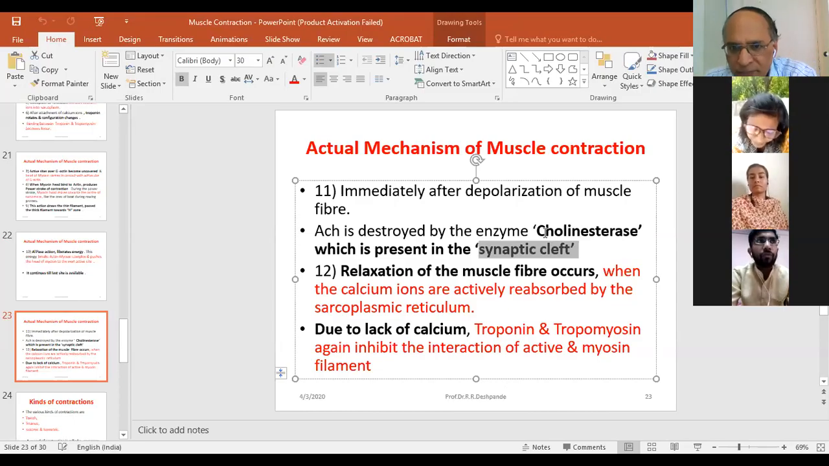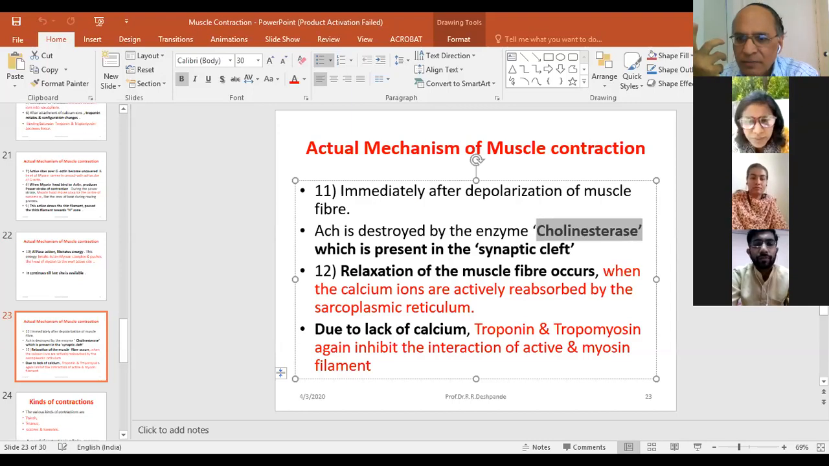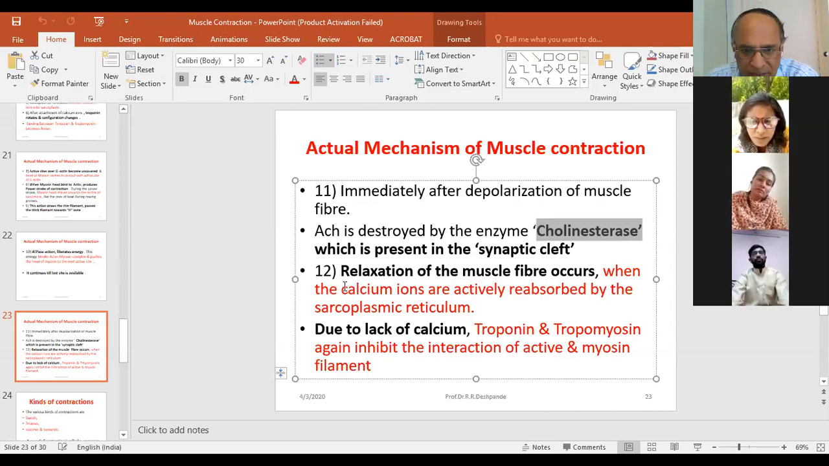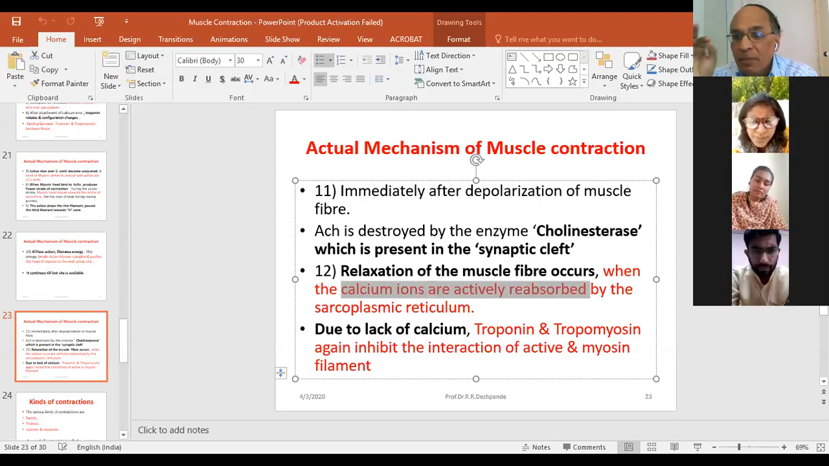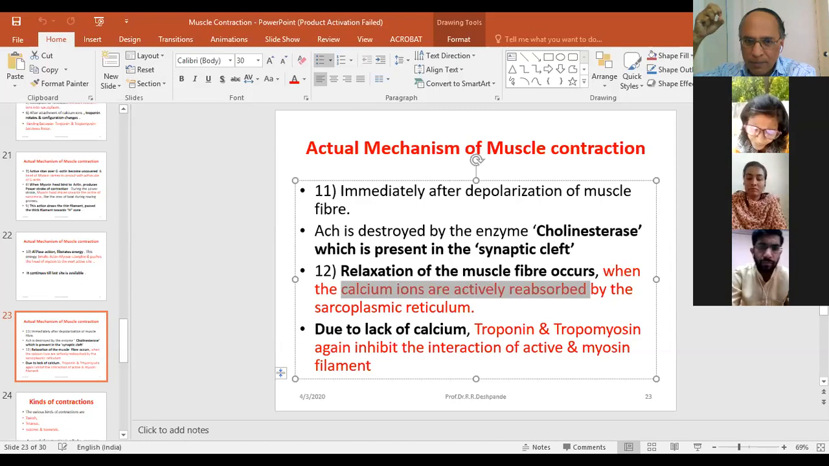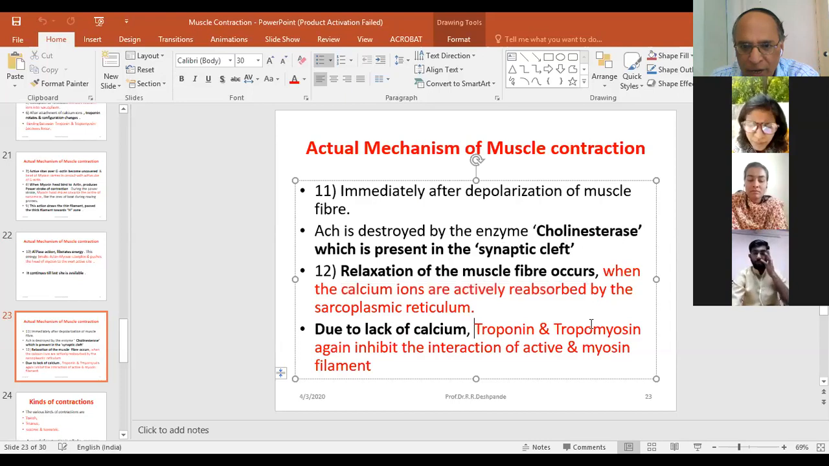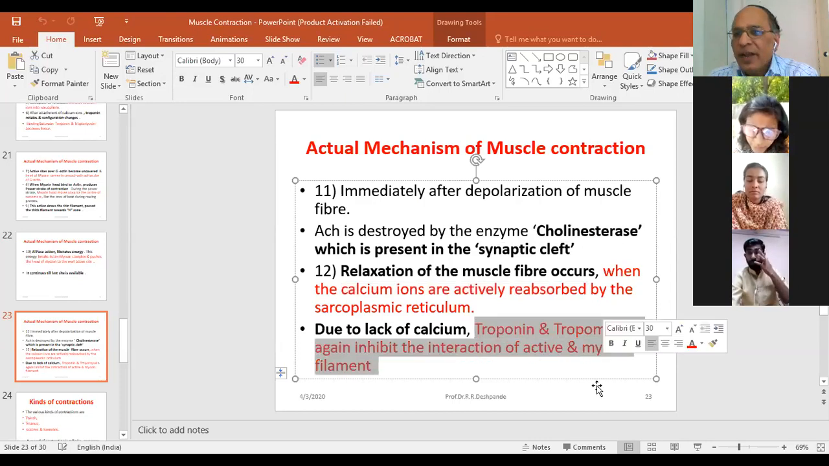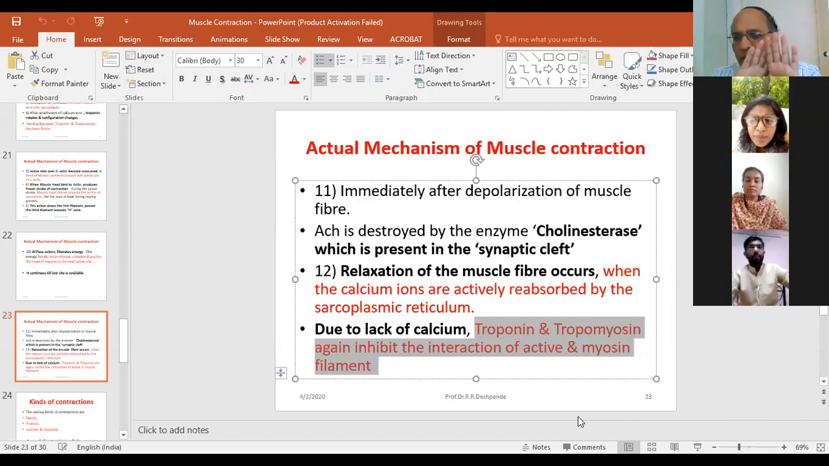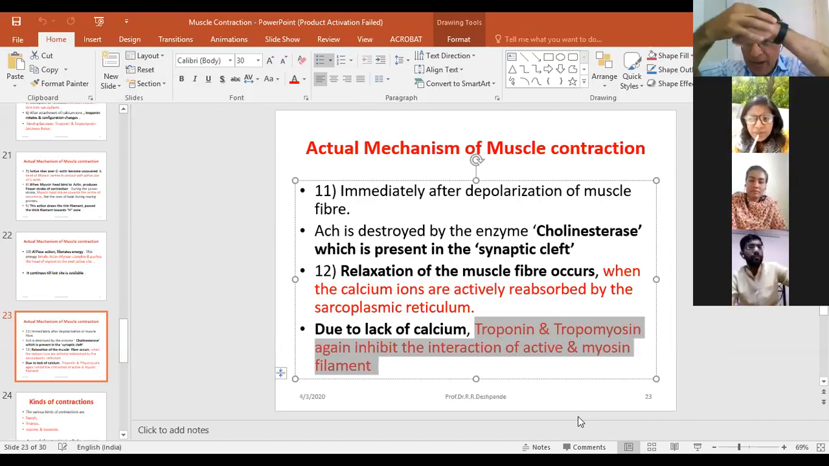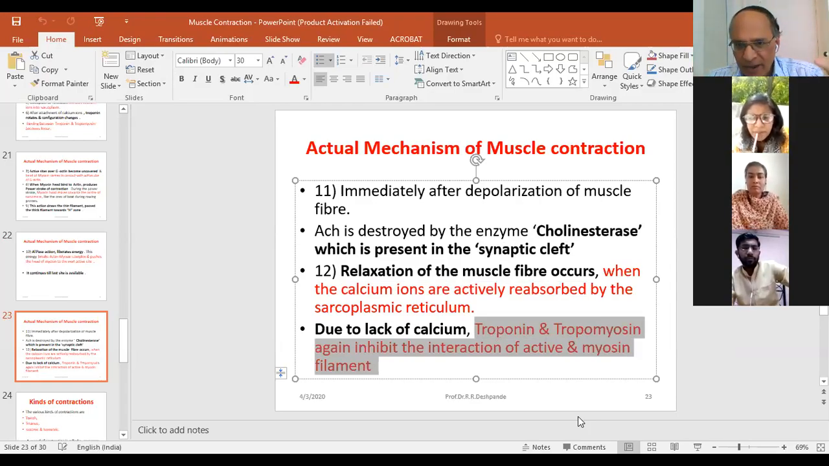After contraction, who will start functioning? Cholinesterase. What is the function? It acts on ACh. No ACh. When ACh stops, what will happen? Calcium ions are reabsorbed. Remember the term. Calcium ions are reabsorbed. Okay. And as there is no calcium, what will happen? Again, troponin and tropomyosin interaction stops. Again, it is closed. The active site on actin is closed. Everything is repolarized. It stays as it was before.